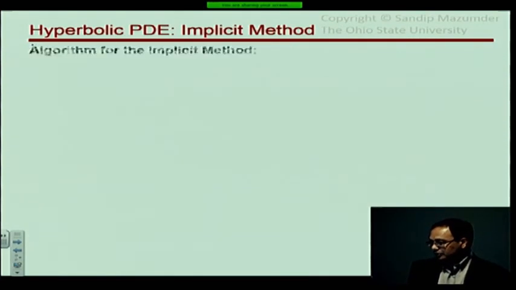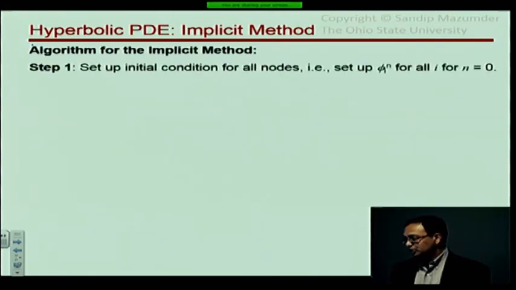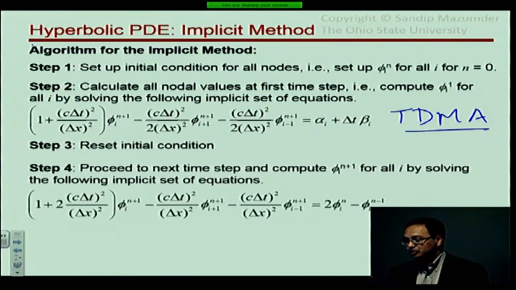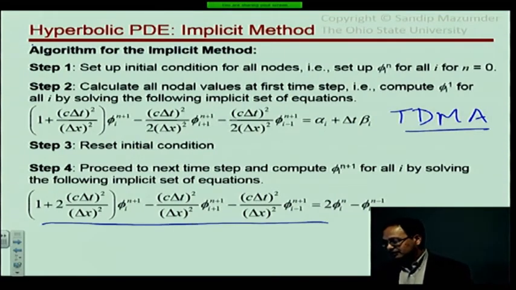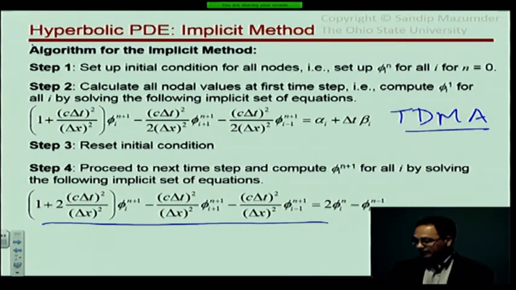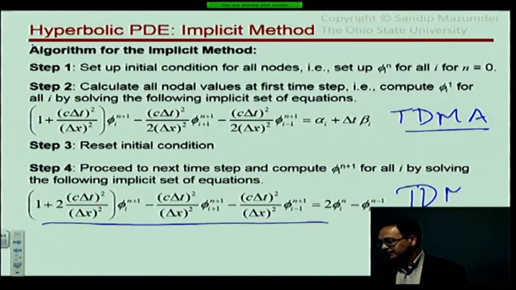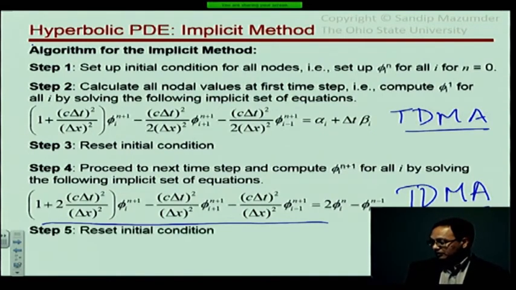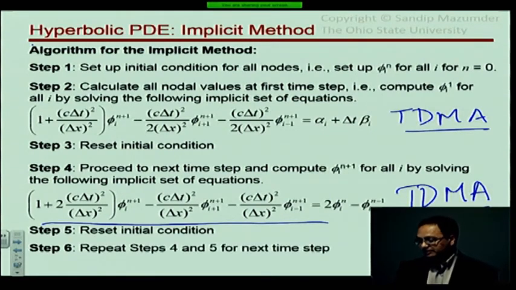All right, so here's the algorithm. Set up initial conditions, same as before. Step 2, you calculate all nodal values at the first time step using this implicit set of tridiagonal equations. So this is your TDMA solve. You reset initial conditions, then you go to the next time step and solve the equation for subsequent time steps, which is another TDMA solve. They are slightly different equations. And then you reset your initial condition and repeat these two steps.